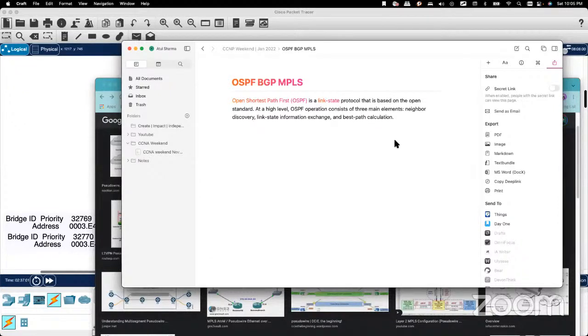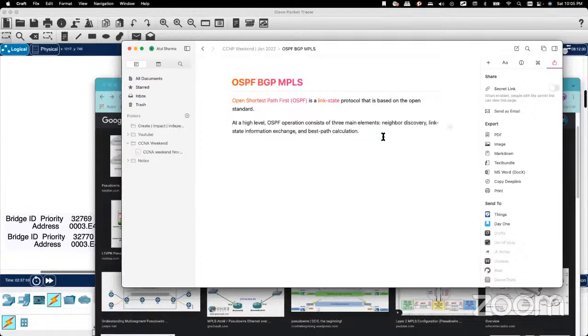So OSPF stands for Open Shortest Path First, and it's a link state protocol. Also it is an open standard. It is also used by other vendors like Juniper, Huawei, Nokia, Alcatel, any vendor. So you can exchange the information between different vendors, right?